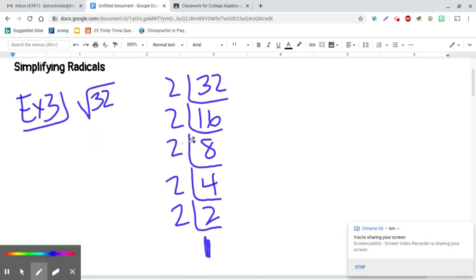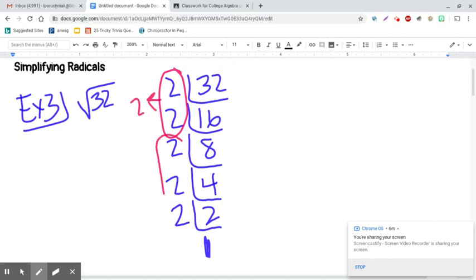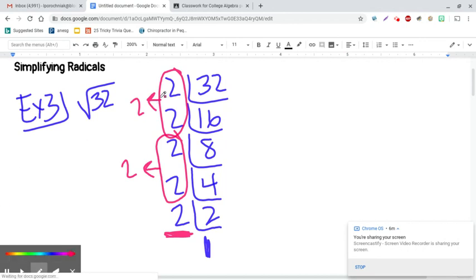Now we're looking for pairs. Guys, we have a lot of 2's, but we need to find pairs. So the first 2 could be a pair, so that comes out. The second 2 can be a pair, so that can come out. But guys, this 2 doesn't have a pair, so that 2 has to stay in.